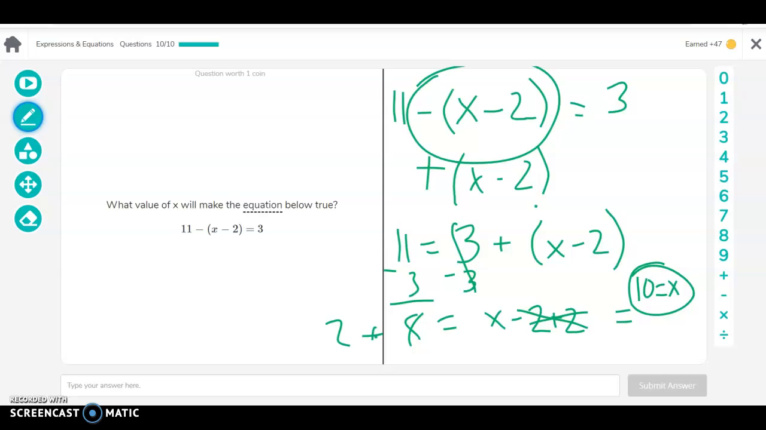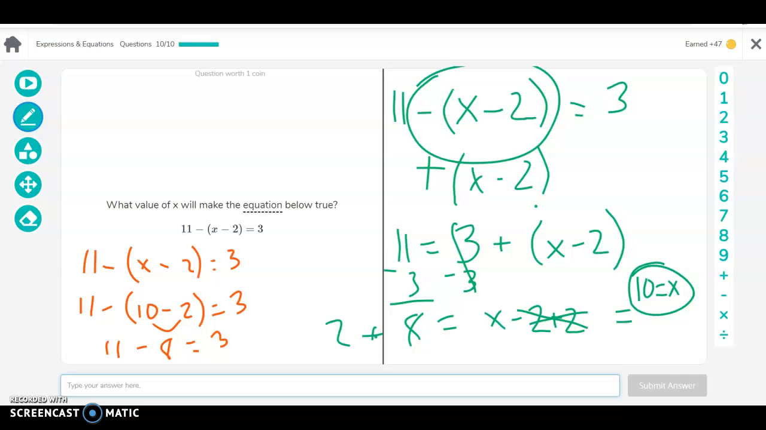Now, before we do anything, I want to check this because it's kind of a difficult problem. So I'm going to change the color. We have 11 minus x minus 2 equals 3. This now becomes 11 minus 10 minus 2 equals 3. 10 minus 2 is 8. We have 11 minus 8. 11, 10, 9, 8, 7, 6, 5, 4, 3. Oh, cool. 11 minus 8 is 3. So x is equal to 10.